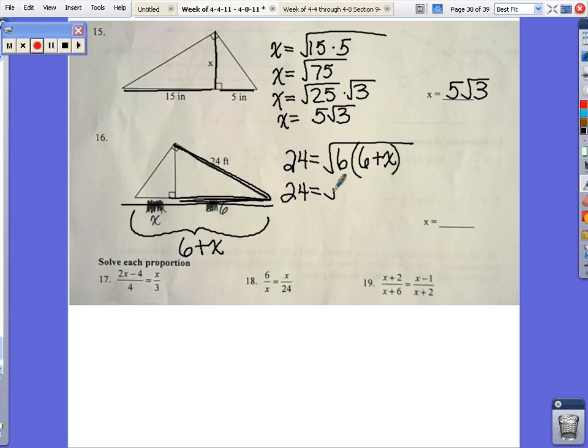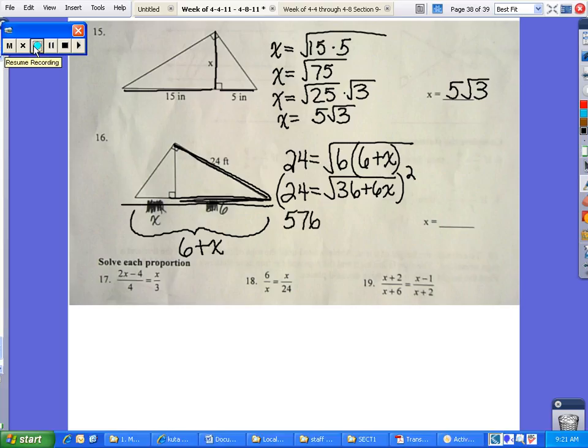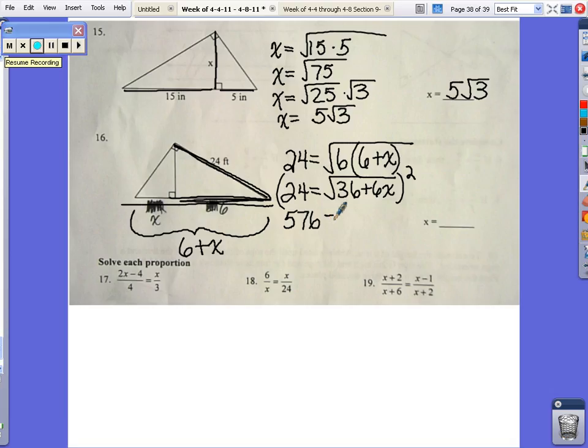Now I have to solve. 24 equals the square root. Distribute the 6. I get 36 plus 6x. Square both sides. If I square both sides, I get 576 equals 36 plus 6x. Subtract 36. I'm left with 540 equals 6x. Divide both sides by 6, and x equals 90.